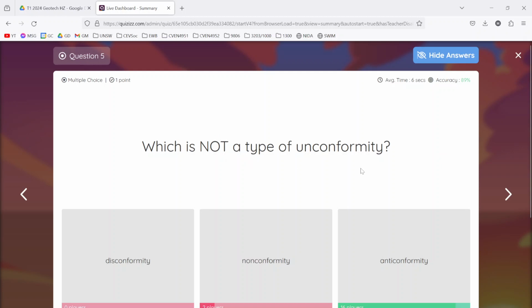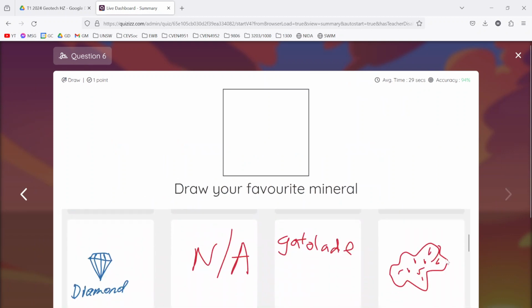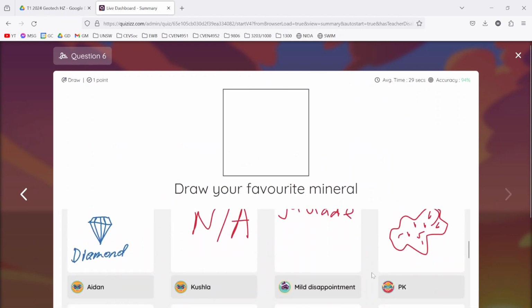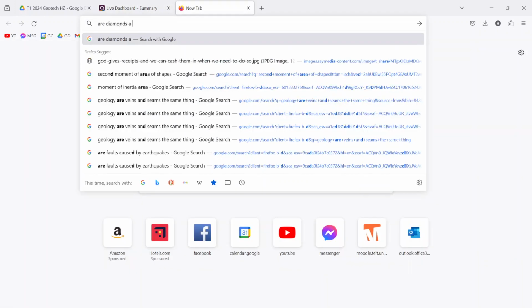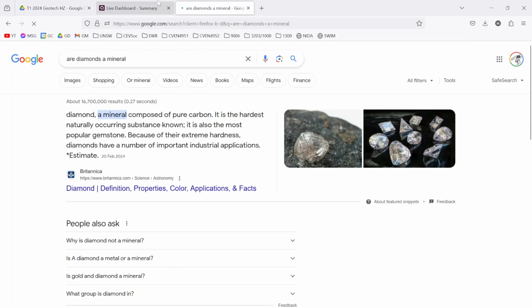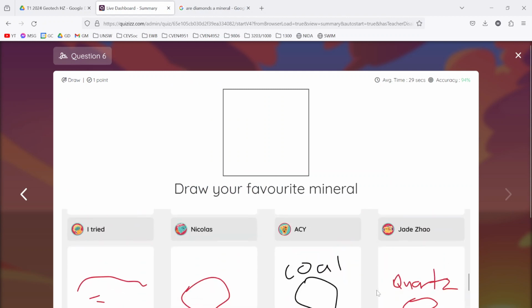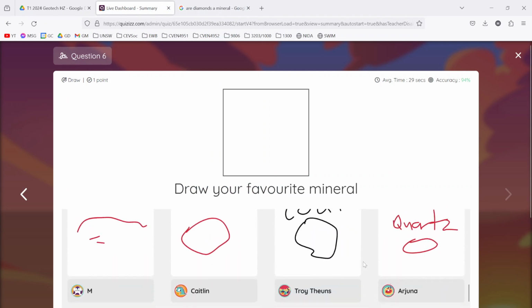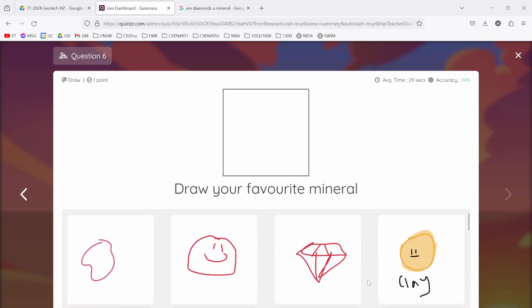Which is not a type of... This is kind of just a joke question. Anti-conformities, that's not a thing, right? And here are your minerals. Diamond's a mineral. There you go. All right, good job. Coal's not a mineral. That one's a sedimentary organic rock. But yeah, good job. All right.